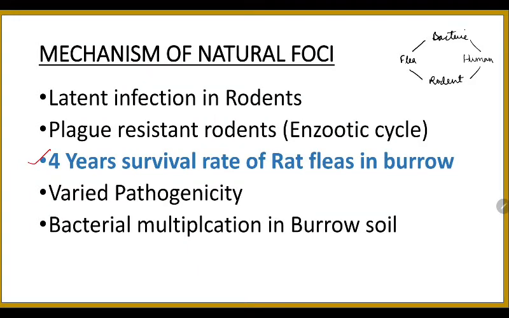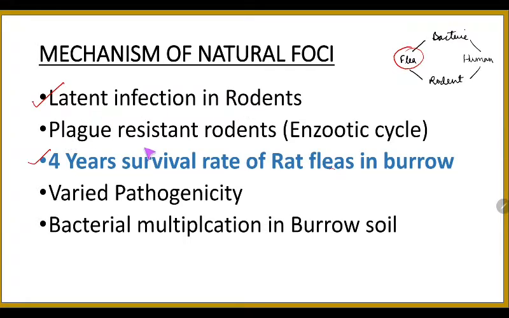Now, what is the reason for natural foci? One of the most important reasons is the 4-year survival of rat fleas in the burrow, because the rat flea is an important component in the plague cycle. Other causes could be latent infection in rodents, because some rodents will hibernate. After hibernation, they spread disease. So, there is latent infection in rodents.